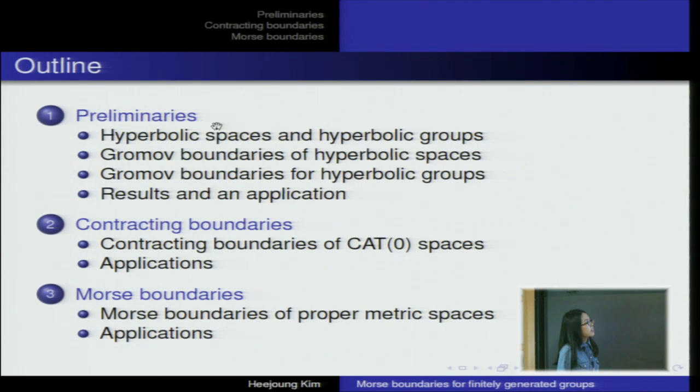So here is the outline. First of all, we briefly review hyperbolic spaces and hyperbolic groups, and then define group boundaries of them. And we will define contracting boundaries of Cayley spaces. And finally, we see Morse boundaries of proper metric spaces.